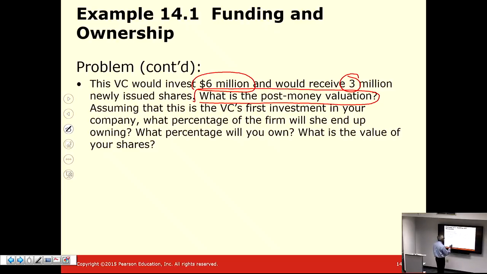Assuming that this is the VC's first investment in your company, what percentage of the firm will she end up owning, and what percentage will you own, and what is the value of your shares? These are all important questions. You're bringing in external stakeholders into the firm, and you want to find out how much their investment is worth, what it does to the value of your firm, what it does to the proportional ownership of your firm, and so on and so forth.